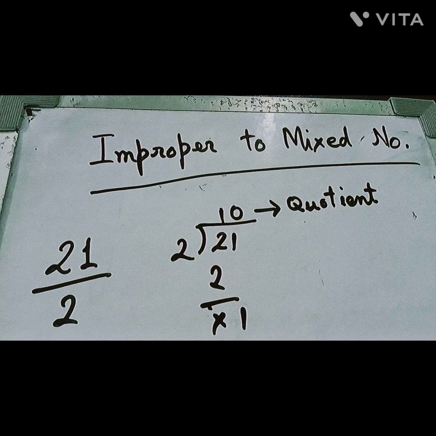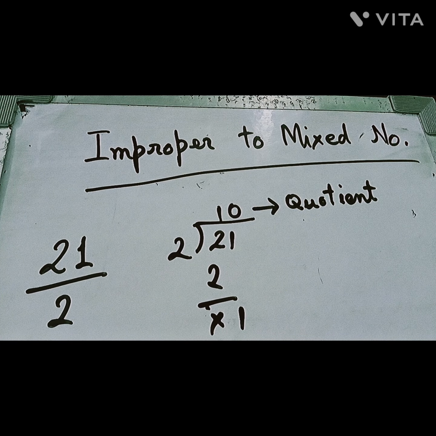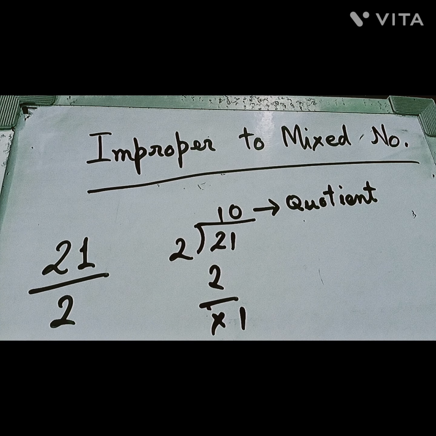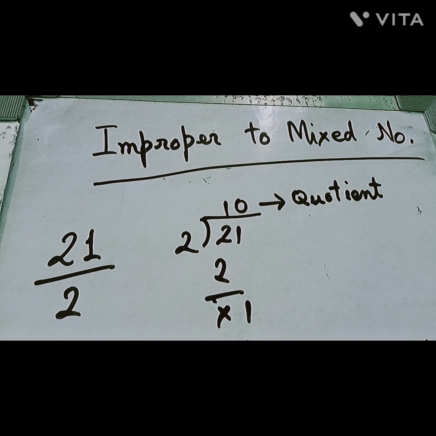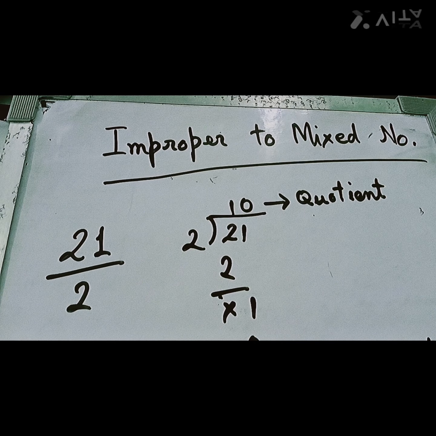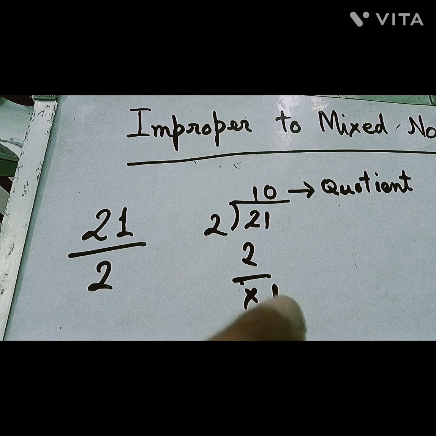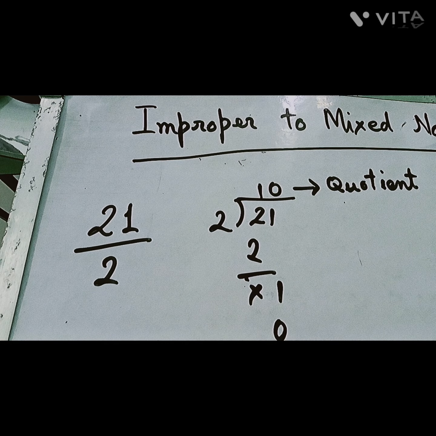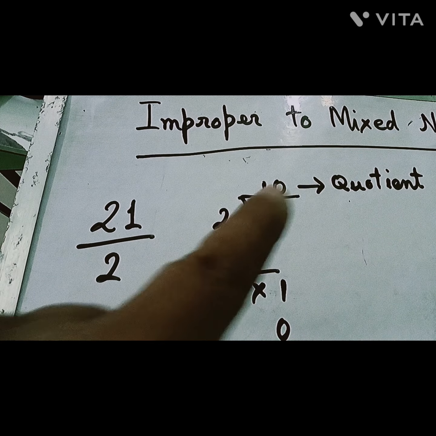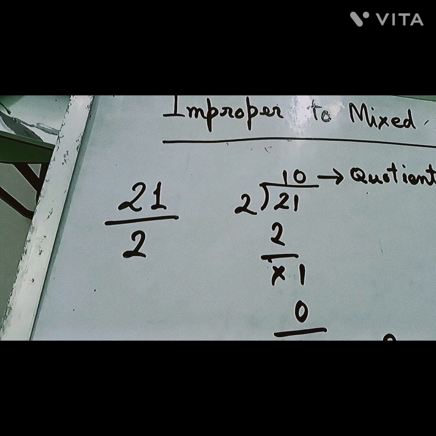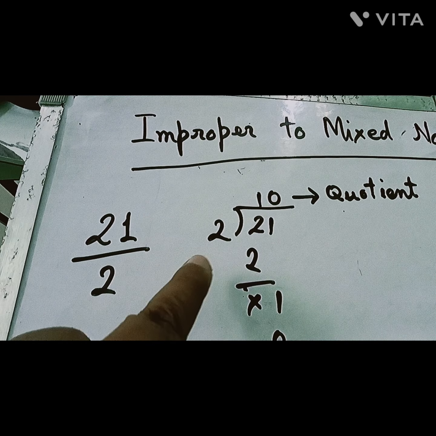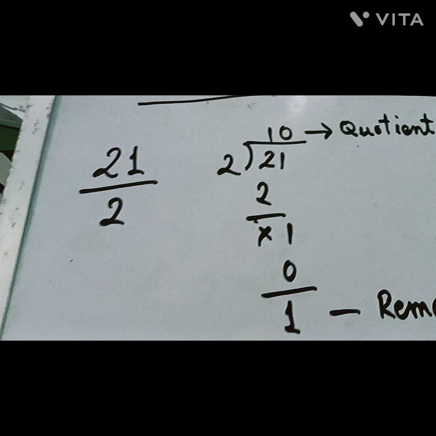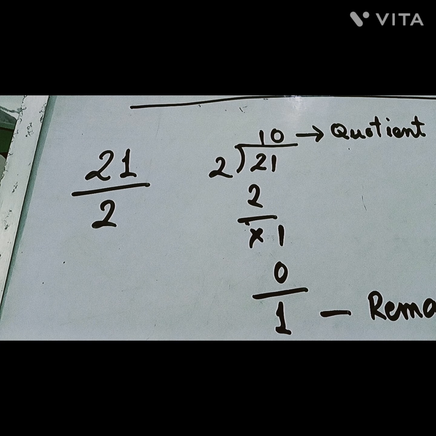An improper fraction has to be changed to a mixed number, without which we cannot do much. So when you get an improper fraction, you have to divide by the denominator. So 21 by 2 is 21 divided by 2. 2 ones are 2. There is no remainder and we bring 1 here. But 1 is smaller than 2. So we put 0 in the quotient, and there is a remainder 1.